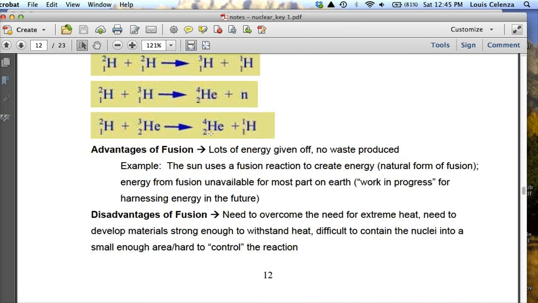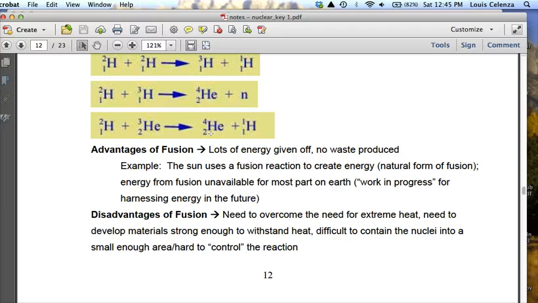What are the advantages of fusion? Well, the advantages of fusion are a lot. They give off a tremendous amount of energy. There is no nuclear or radioactive waste produced. We would have pretty much an endless source of fuel, which would be hydrogen atoms, which we can get from water.